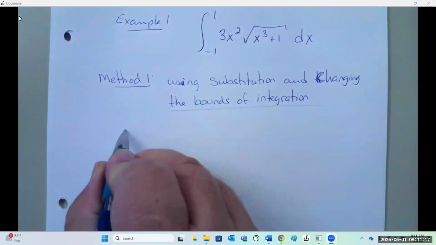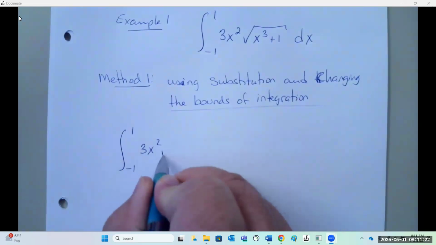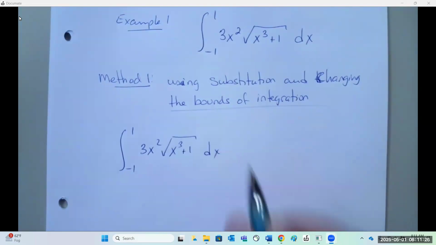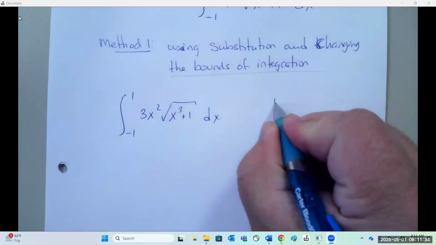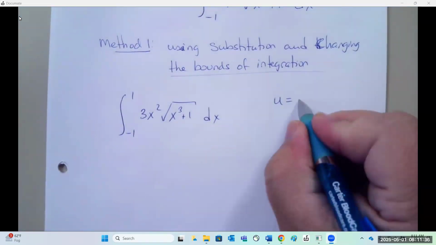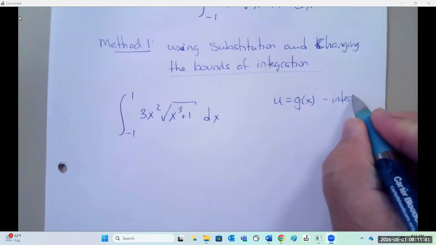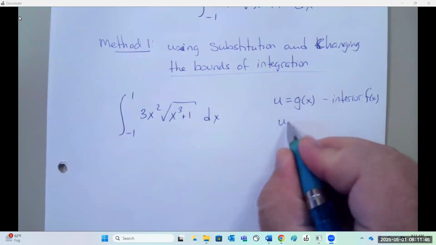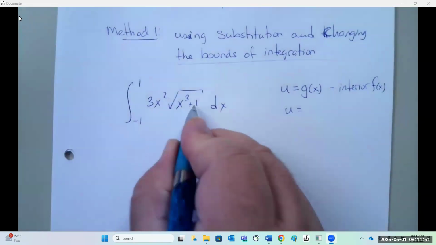So we have the integral from -1 to 1 of 3x squared times the square root of x cubed plus 1 dx. So what's going to be our substitution here? Remember, u equals g of x. g of x is the interior function. So what is our u? x cubed plus 1.